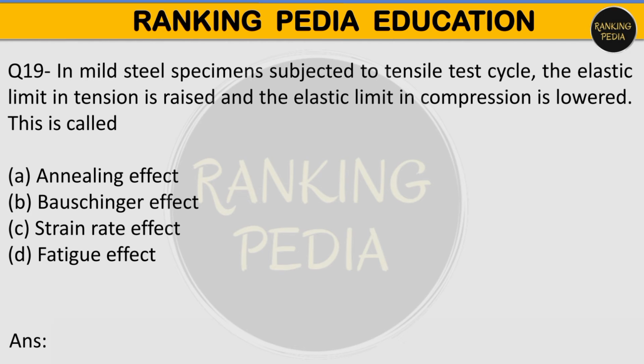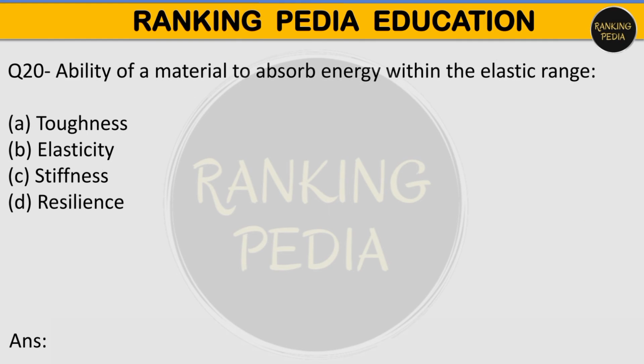So what effect is called? That is your Bauschinger effect. Option number B is correct. Next question is, ability of material to absorb energy within the elastic range is called. So ability of material to absorb energy within the elastic range is your resilience. That is your resilience. Option number D is correct.